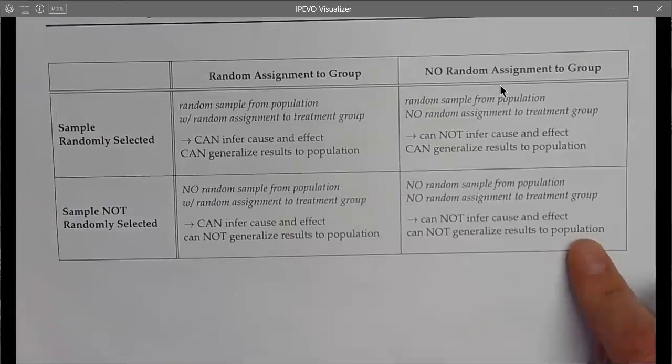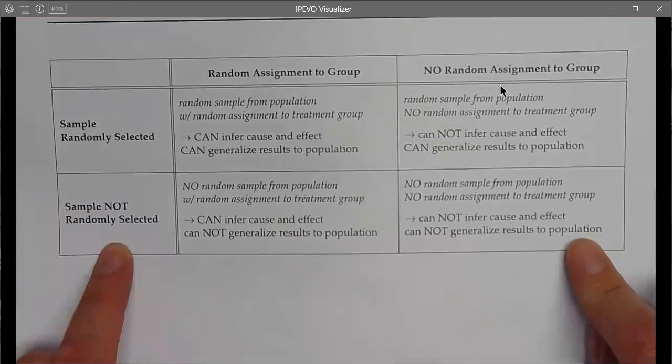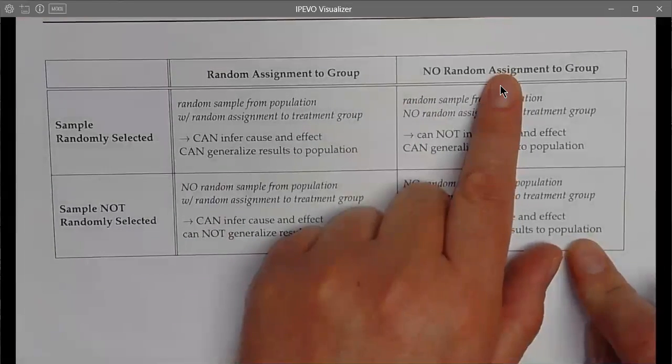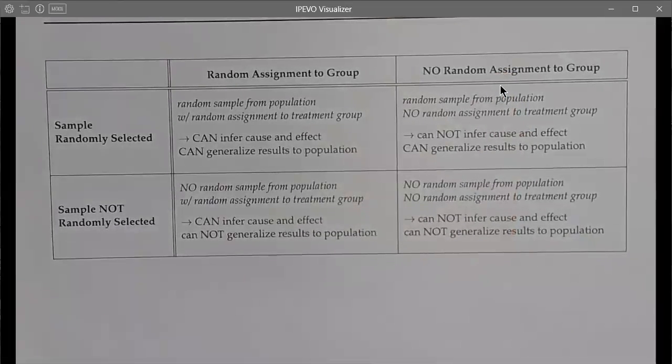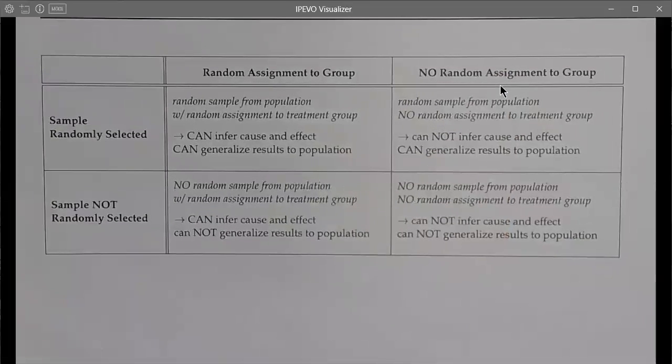And this is the worst box to be in. You didn't do a random sample, you didn't randomly assign people to treatment groups, and so you're not going to get anything out of this. There's no cause and effect, you can't generalize your results. And so I guess I would ask what research you're doing or why you're doing that, because this isn't going to be very helpful for the amount of time and effort you're going to put in.